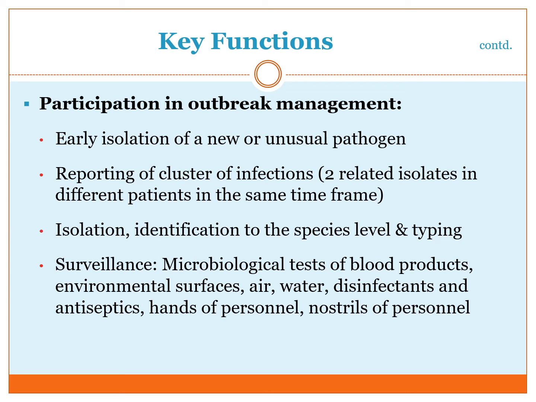Routine surveillance by microbiological testing of blood products, of environmental surfaces and air in critical areas like the operation theaters, ICUs, transplant ward, dialysis ward, and hematology wards. Testing of water supply to the hospital, both for general and drinking purposes. Testing of disinfectants and antiseptics to know if they are effective. Testing of the hands and nostrils of healthcare professionals, commonly to look for MRSA or methicillin-resistant Staph aureus.